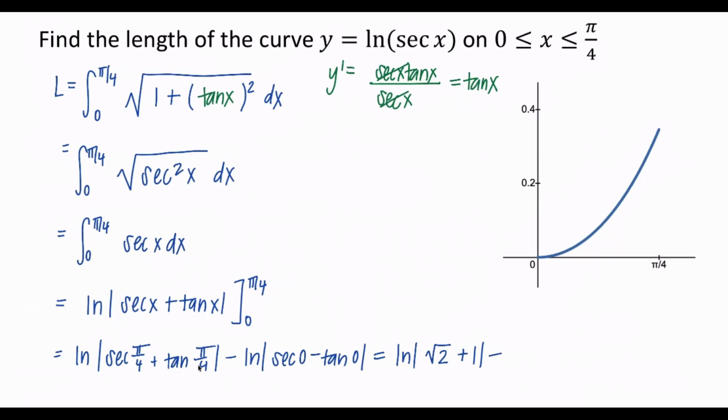And then minus natural log of secant 0, or 1 over cosine of 0. Cosine of 0 is 1. So this is going to be natural log of 1 minus 0. Tangent of 0 is 0. Well, natural log of 1 is 0. So all we have left here, our final answer, is natural log of the square root of 2 plus 1. I don't need absolute value bars anymore. This quantity is positive. So this is my final answer. It is, of course, a number because we're talking about the length of the curve.